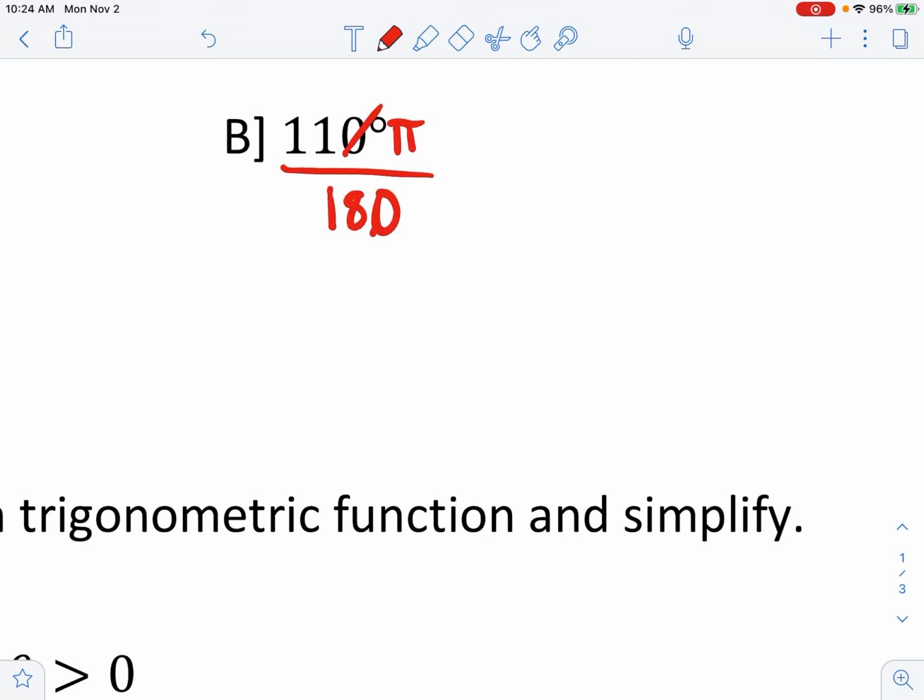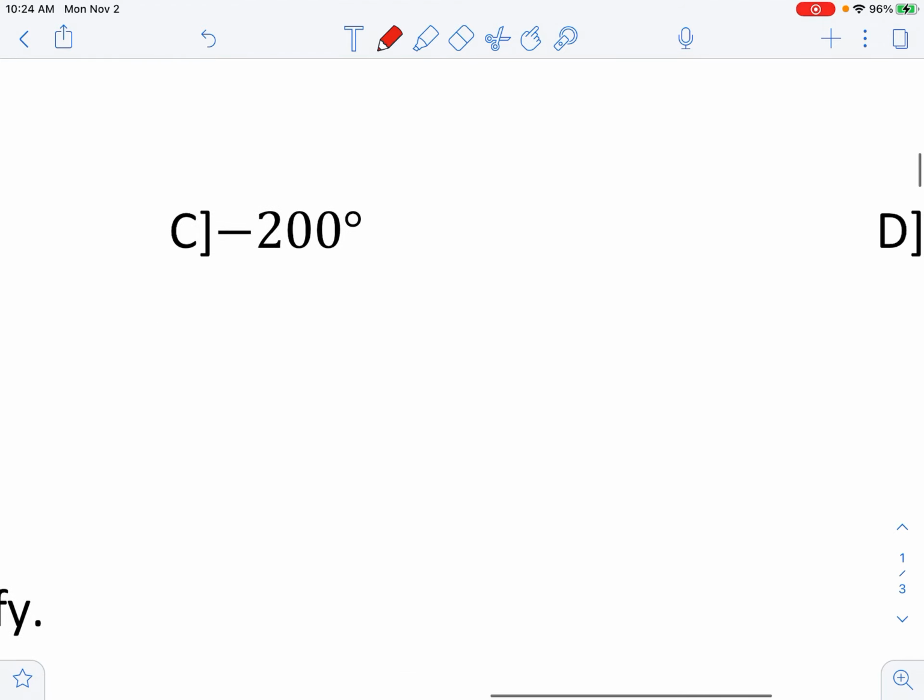All right, next one, I need to get it into radians, so I'm going to multiply by pi, therefore I'm dividing by 180 degrees. Both divisible by 10. Now I have 11 over 18. Does anything go into 11 and 18? No. So 11 pi over 18.